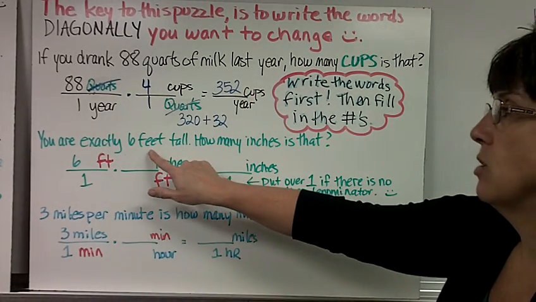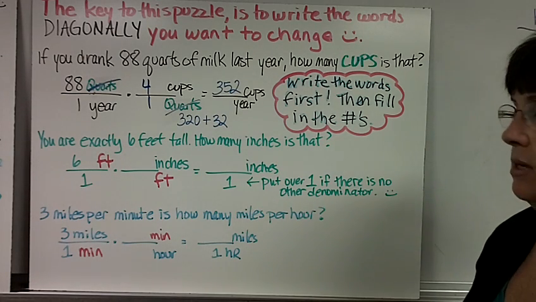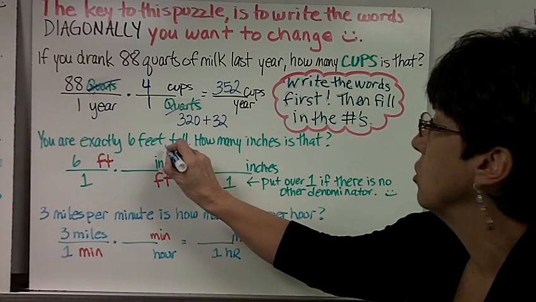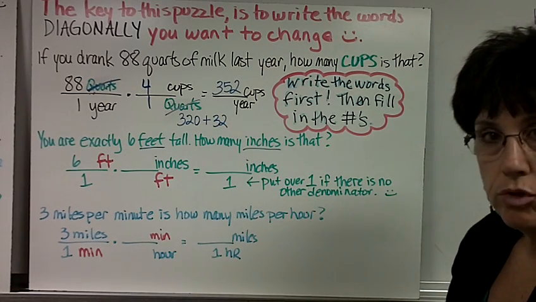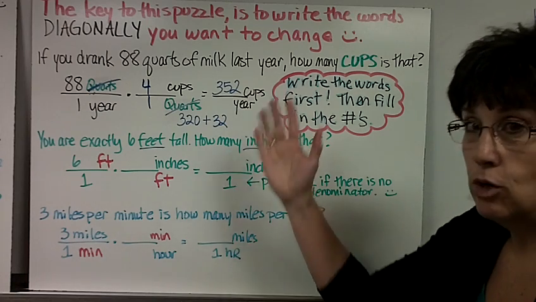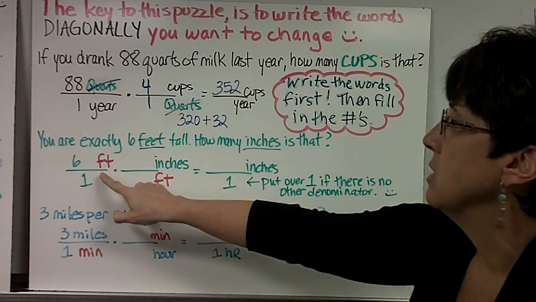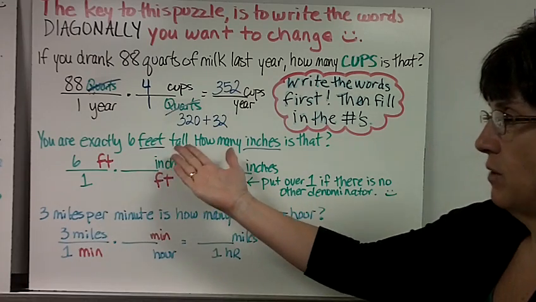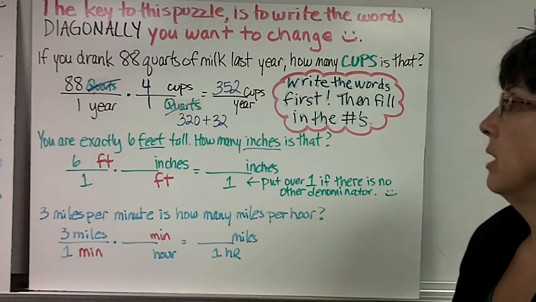All right, here's another one. You are exactly 6 feet tall. How many inches is that? I want to change feet to inches. Now, I know a lot of you are doing this in your head, but I need you to write it down, because we're going to get bigger problems, and you need to know how to do the puzzle. So 6 feet, and it doesn't tell me like 6 feet last year or anything, so you just write it over 1 if you don't have another denominator.